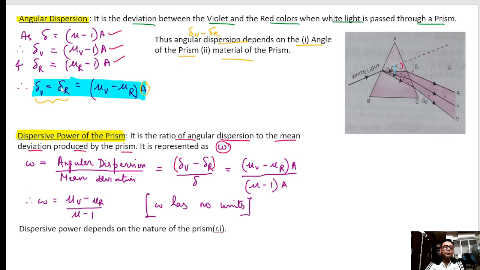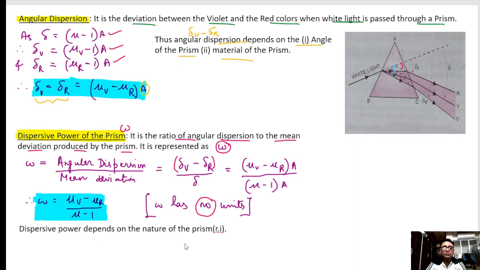So this is the formula for the dispersive power of a prism. Dispersive power is the ratio between the angular dispersion and the mean deviation. Clear? And remember it please, omega has no units. Dispersive power has got no units.